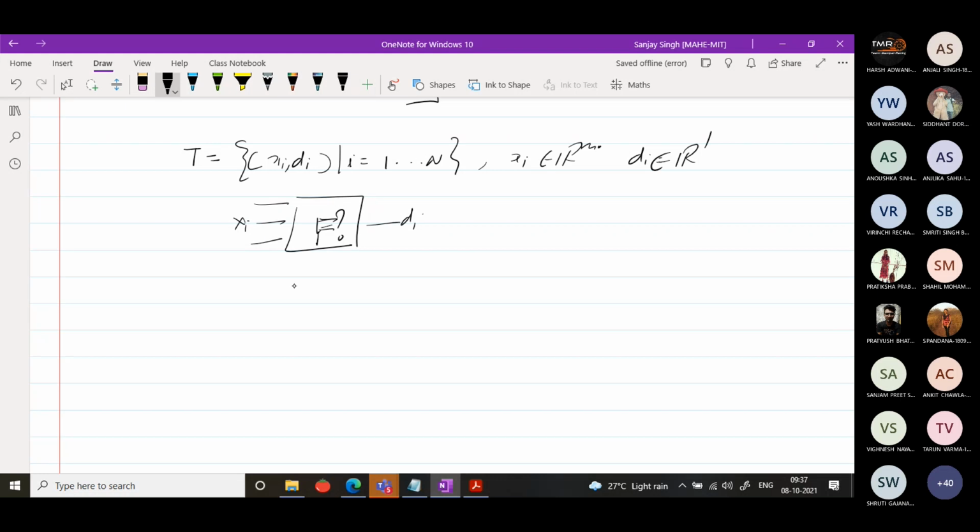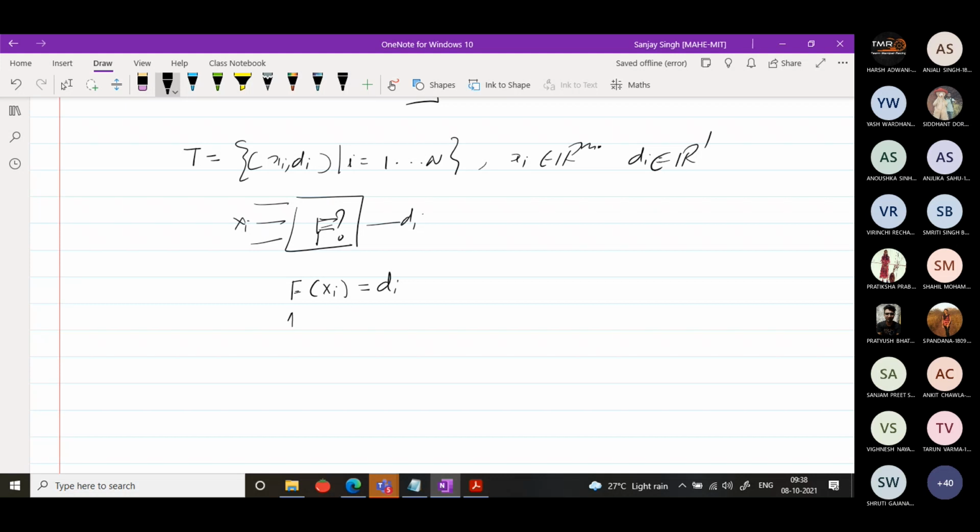Literally, the interpolation in the strict sense is nothing but finding this particular f. Suppose you have found this f, then it should be such that if I take any xi from the training data and plug it in here, it should tell me the corresponding di value, which is known to me from the training data itself. It should be that exact.